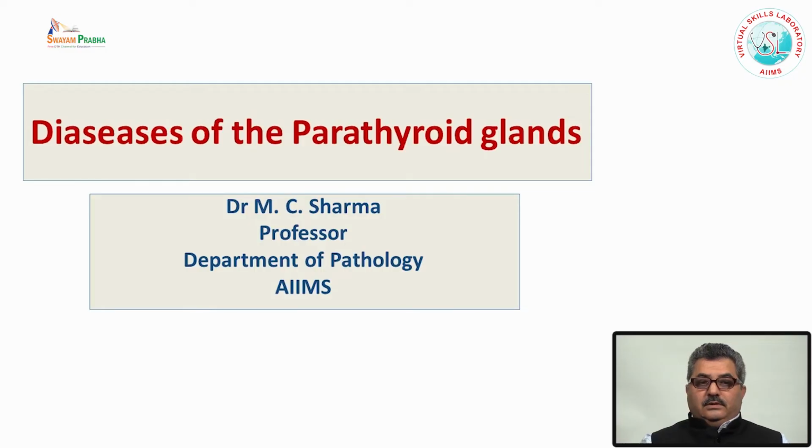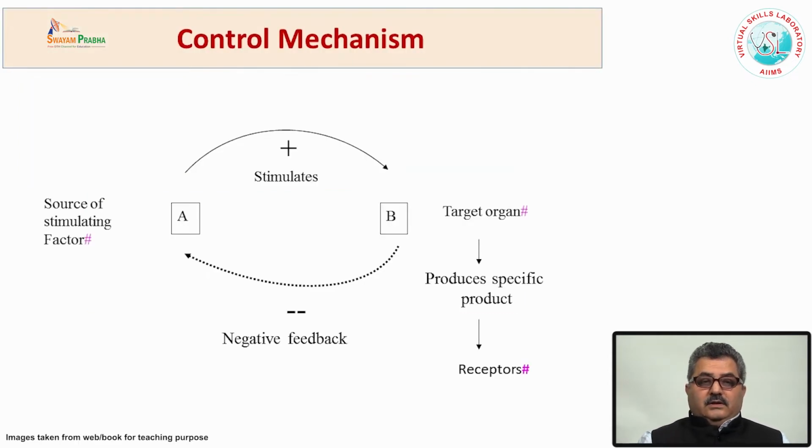Today we will talk about the diseases of the parathyroid glands. This is one of the glands which is not controlled by the pituitary gland. As we know, most of the endocrine glands have control from the pituitary, which releases some hormones which act on the target glands and release another hormone which acts on the target organs. But this is one of the exceptions among the endocrine glands. Parathyroid glands are not under the control of the pituitary gland.